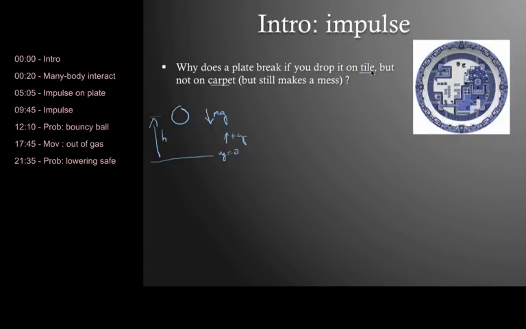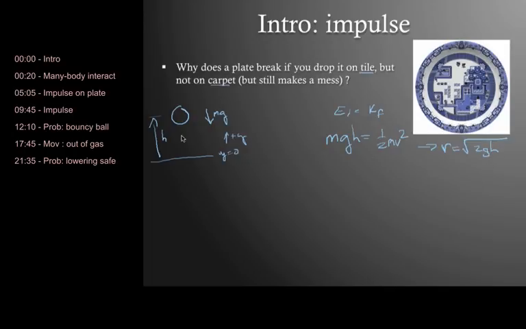So right away we can start to think about how tile is different than carpet, because how the plate falls through the air doesn't depend on the tile or the carpet. The plate has some initial energy, and then all that energy is going to be converted into kinetic energy. So that's your 1/2 mv squared. So this tells us that the velocity of the plate is going to be the square root of 2gh.